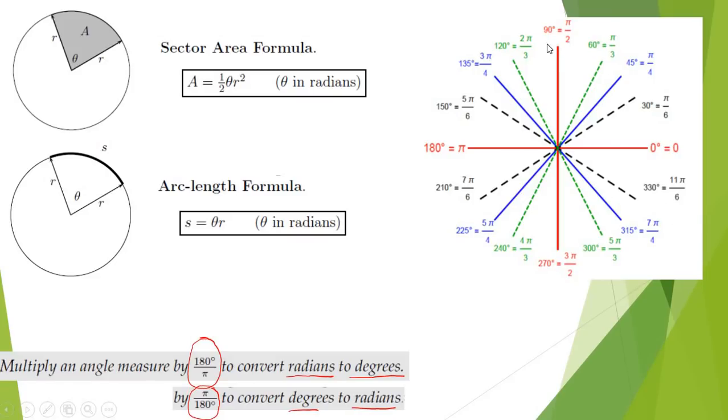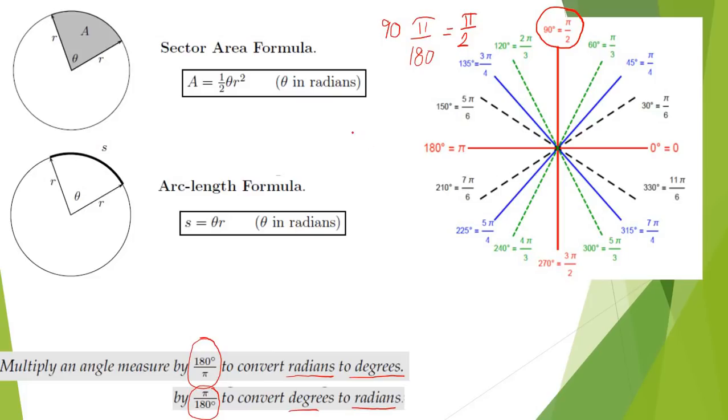Suppose you have 90 degrees and you wanted to convert this angle into radians. So we simply multiply. We have 90, and our factor to convert from degrees to radians is times pi over 180. So this is simply equal to pi over 2, which gives you this value here.